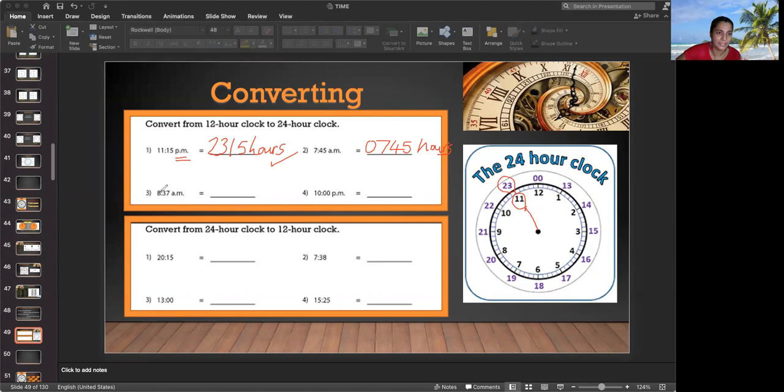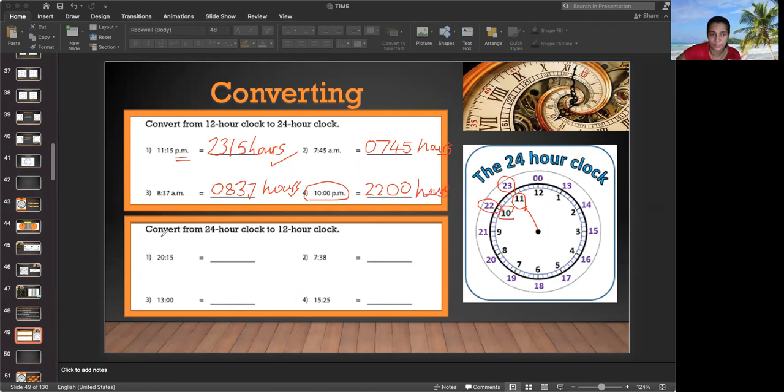Two more examples, 8:37 AM. Which means what? We still have 8 hours only of the day we have started. So it's 08, nothing in between, 37, and then write the word hours. And finally, exactly 10 PM. So 10 PM means the 22nd hour, 22 hours of the day has gone. So you'll write 22 hours and there's no minutes, so you write 00. So it's 2200 hours. Okay, that's how you read it, 2200 hours.